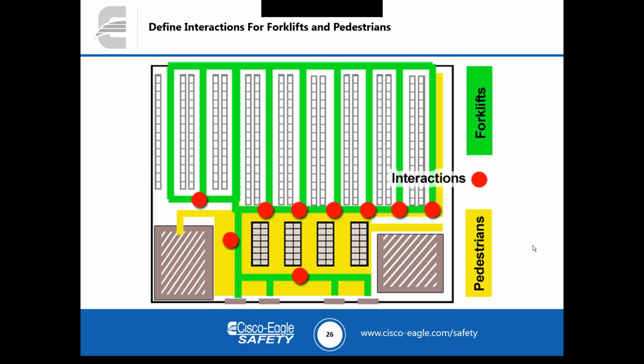So we've got an image here on this slide. This image shows an example of how to define interaction zones between forklifts and pedestrians in a facility. As shown on this layout, we'll discuss it further on the next slide, we've taken the steps to mark the components that you're going to need to know so you can identify problem areas.